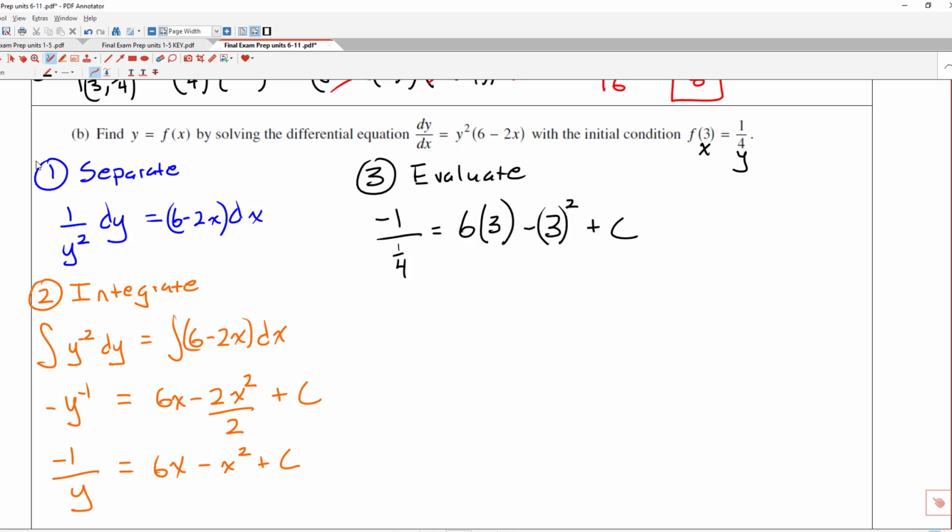But let's go further. So this is kind of the keep it, change it, flip it, and you should know that this is -4. If you don't know how to do that, I'll do it off to the side real quick. So -1, keep it, change it, flip it, 4 over 1, and that is indeed equal to -4. On the right-hand side, 6 times 3 is 18, minus 9 plus c. That boils down really nicely. 18 minus 9 is 9. Subtract the 9 from both sides, I get -13 is equal to c. And cool, that's helpful. So I'm going to go on to the next step.